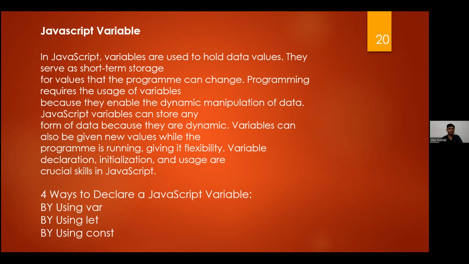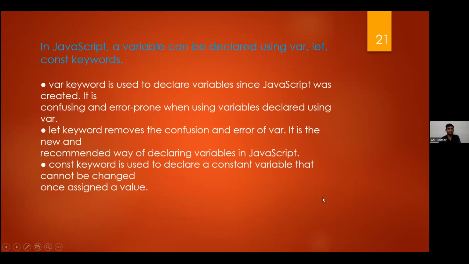Variables can also be used for creating new rules while the program is running, giving it flexibility. Variable declaration, initialization, and usage are crucial skills in JavaScript. There are four ways to declare a JavaScript variable. The first is using the var keyword, the second is using the let keyword, and the third is using const.